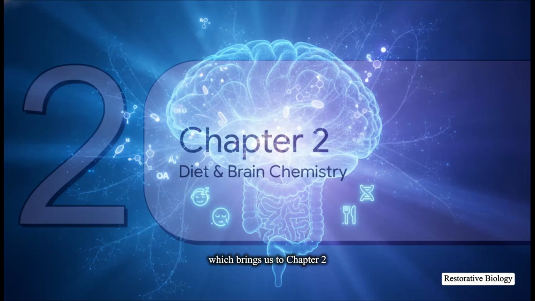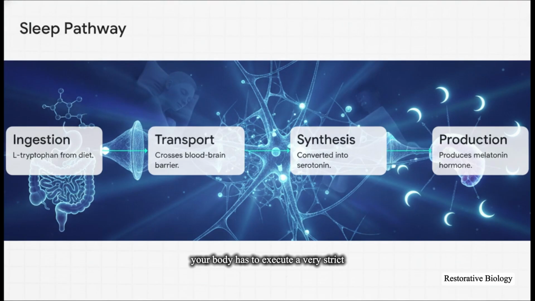Which brings us to Chapter 2, Diet and Brain Chemistry. Surprisingly, the silencing of those wake-promoting neurons is tied directly to the molecular cascades triggered by what you put on your plate. Every single night, your body has to execute a very strict biochemical pipeline. It starts sequentially with the amino acid L-tryptophan from your diet. That tryptophan has to be transported across the blood-brain barrier. Once it's inside, it gets synthesized into serotonin, and ultimately it's converted into the sleep hormone melatonin. If you're missing the nutritional building blocks, this entire biological assembly line completely breaks down.